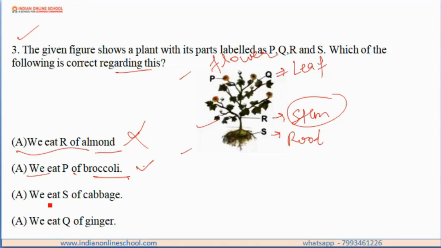Let's check for another option. We eat S of cabbage. Root. Do we eat root of cabbage? No. We eat flower of cabbage. We eat Q of ginger. Q means leaf. Do we eat leaf of ginger? No, we eat stem of ginger. So here option B is correct. We eat P of broccoli. It means we eat flower of broccoli.